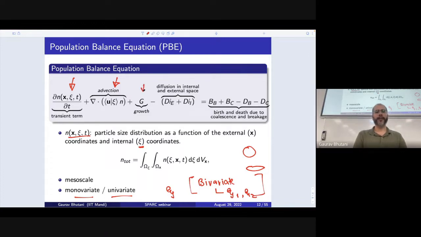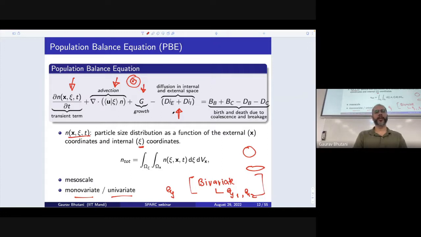Then we have the growth effect. If at any given point in space, the particles are growing in size, there could be some dynamics affecting the growth. So then that is a growth term in the population balance equation. We have diffusion. Some physical phenomena could be modeled as, actually it's dispersion, not really diffusion, but it could be diffusion in both external and internal spaces.